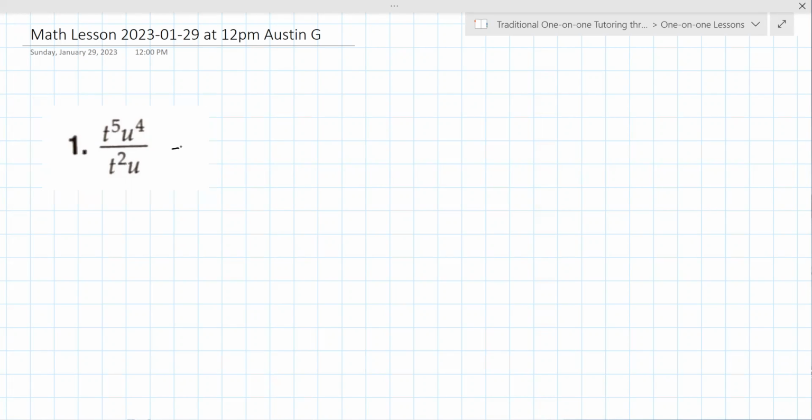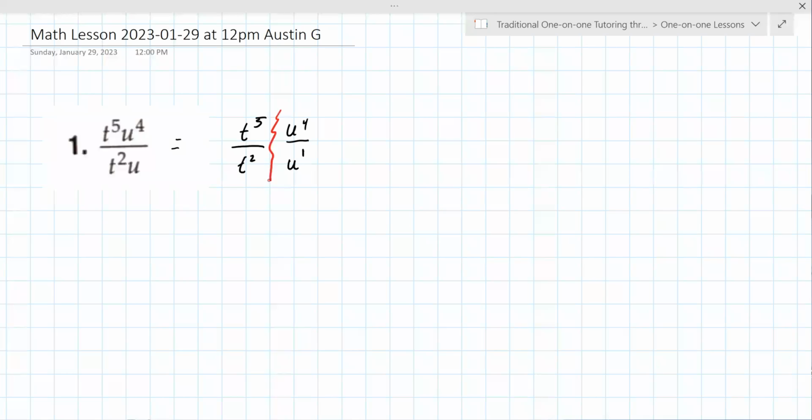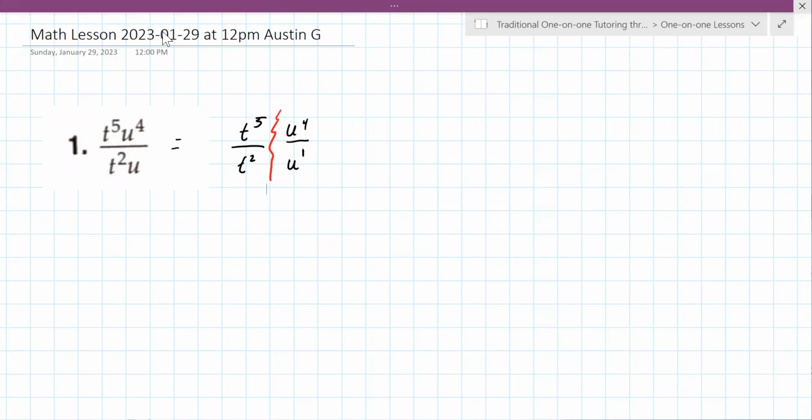This is really a couple of problems in one. It's really t to the fifth over t squared, u to the fourth over u. And do you remember from class what the exponent is if it's not written? 1. Okay, so it's really two problems here. You guys got to do each of them separately and combine the results.